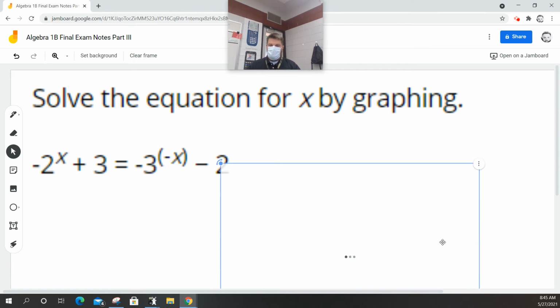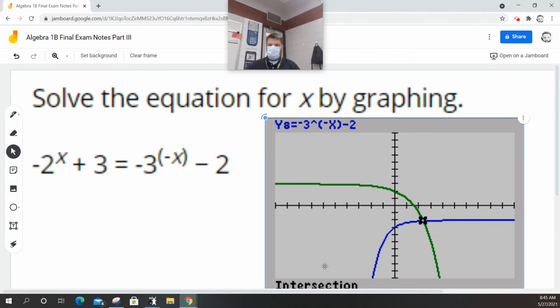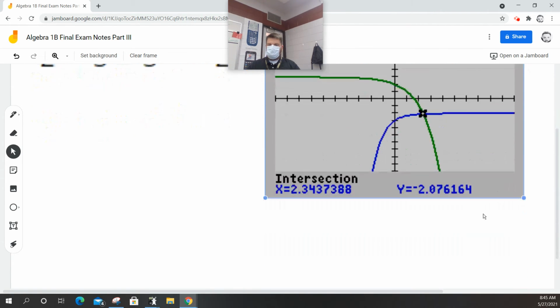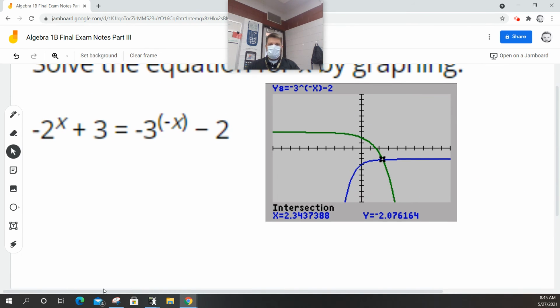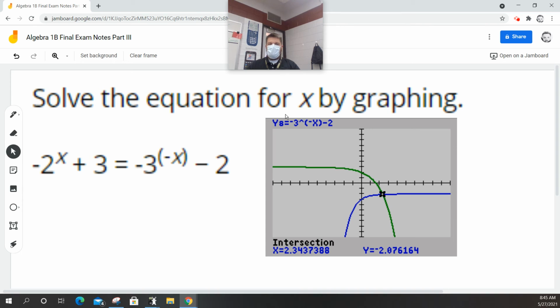So let's put that right here. And it says solve the equation for x by graphing. Well, this is what we're interested in, this x value. And we'll have to round it, but we want to know what this is. What is the x value?